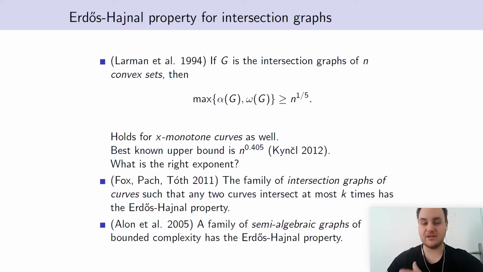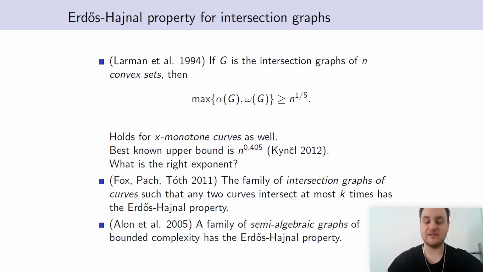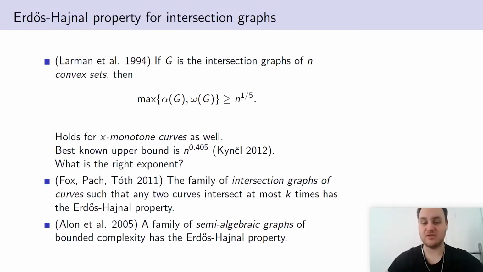And finally, the final result, which is not really about intersection graphs, but still related, is this result of Alon, Pach, Pinchasi, Radoičić, and Sharir, who proved that the family of semi-algebraic graphs of bounded complexity has the Erdős-Hajnal property.